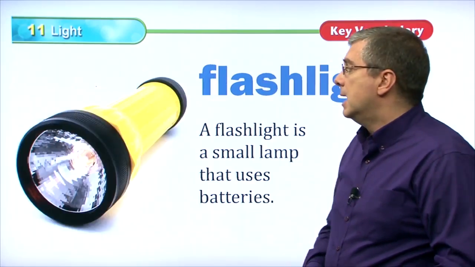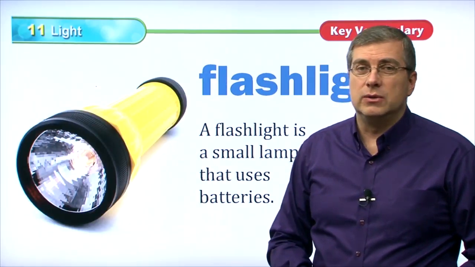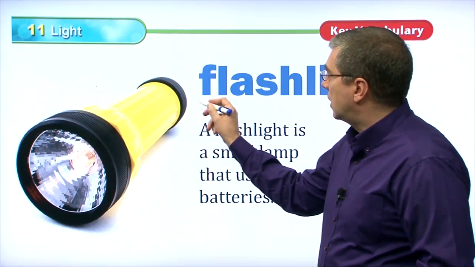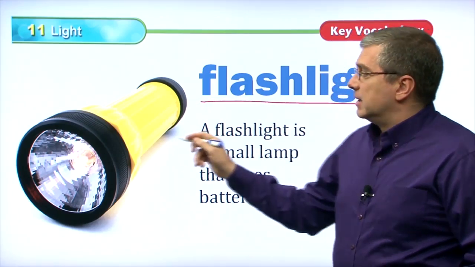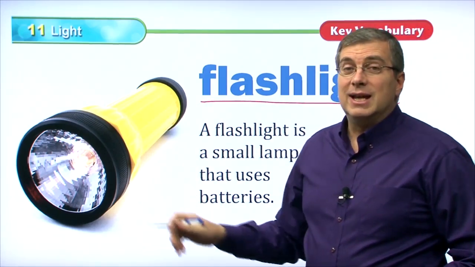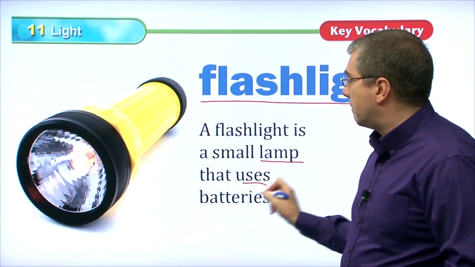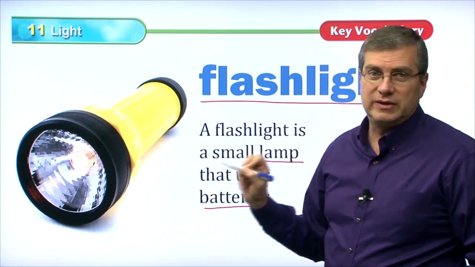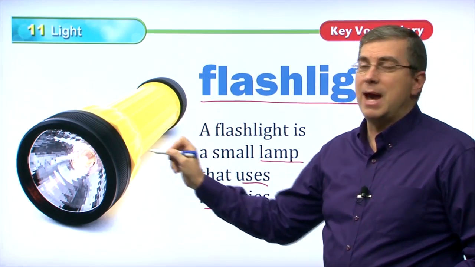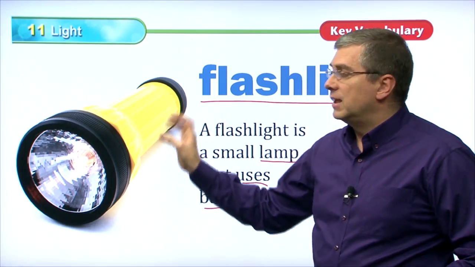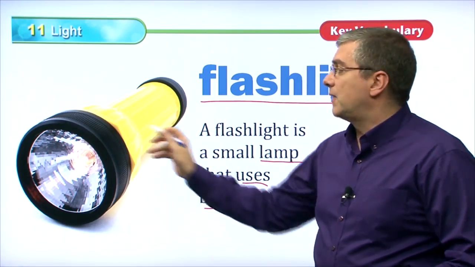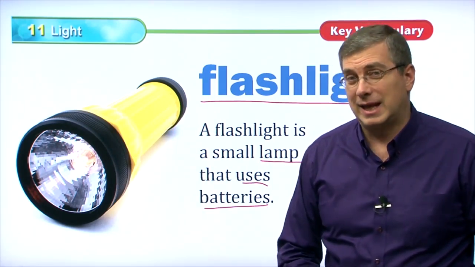It's safer, of course, to use a flashlight. A flashlight is the same idea as a candle. We use it for light, but it's a small lamp that uses batteries. It uses electricity. Electricity is in the batteries, and we turn it on or off to get light. So a flashlight is safer than a candle.